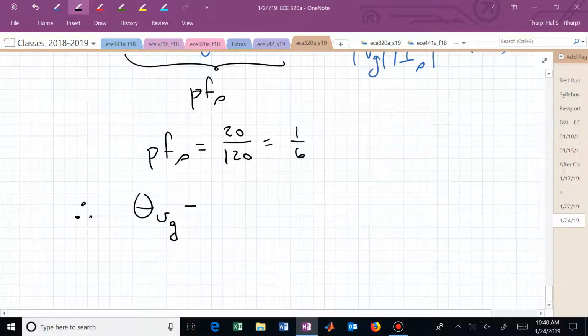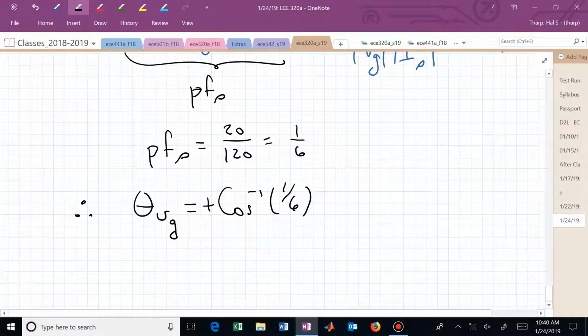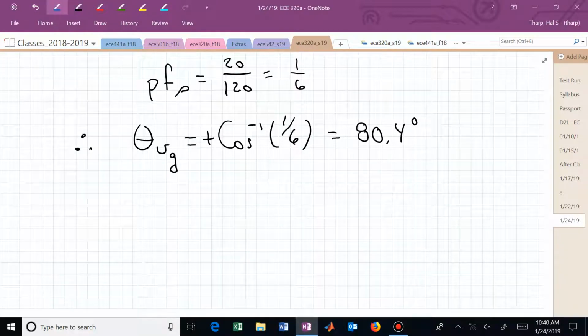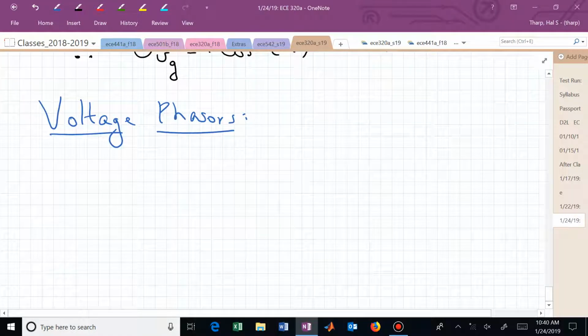Theta V sub G is now equal to the inverse cosine of 1/6. And we knew that everything was inductive, so this is going to be a positive angle, and this is now 80.4 degrees if we take the inverse cosine of 1/6. Now we have the phasor form of our generator or source. We have the phasor form of load 2. Now we can go back and use our KVL expression to work with these voltage phasors and actually solve for what we want, which was the voltage V sub 1.